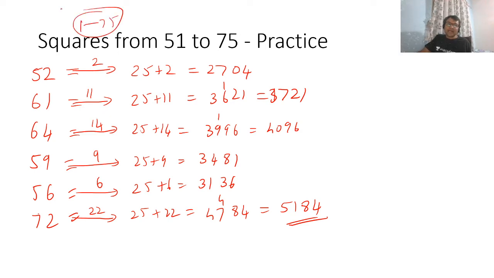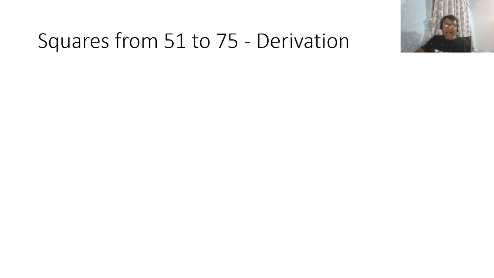Obviously the base is that I should know the squares from 1 to 25. The moment I know the squares from 1 to 25, I can find, from this method which I'm talking about, the squares from 1 to 75 very easily, no problem at all. Okay, let's derive the whole concept of how it comes. It's similar to the one we talked about earlier. We are talking of squares more than 50.